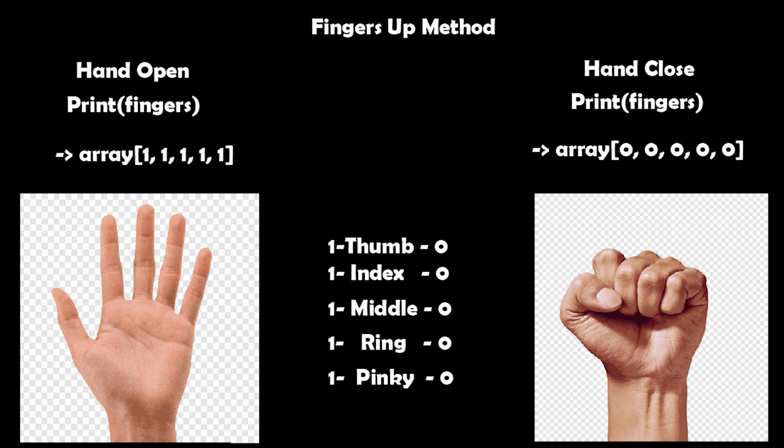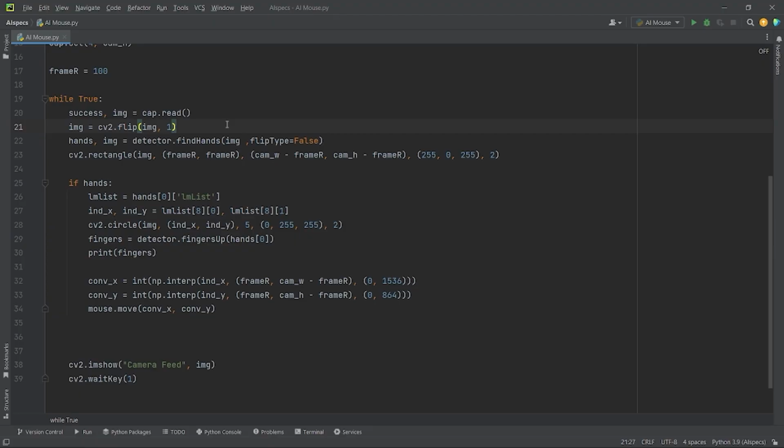See this image right here, it exactly shows the output we should be expecting. If we keep our hand open, all the numbers in the array should be 1, and if we keep our hand closed, all the numbers in the array should be 0. Now notice this line of the code at the very beginning, we flipped our frame horizontally, and in the next line, we have set flipType equals to false, as we have already flipped it once.